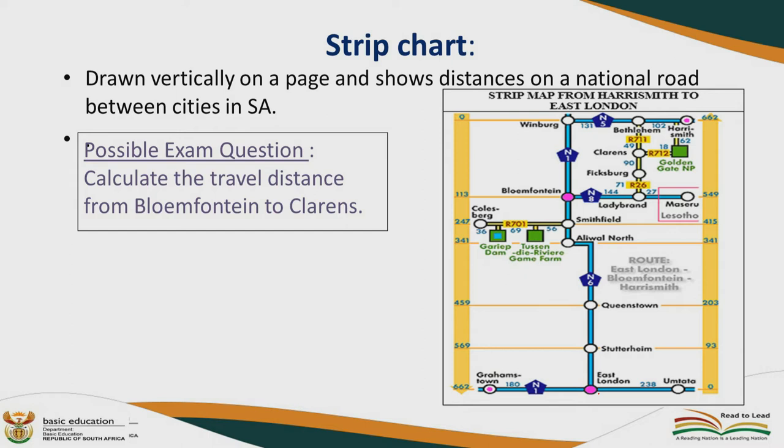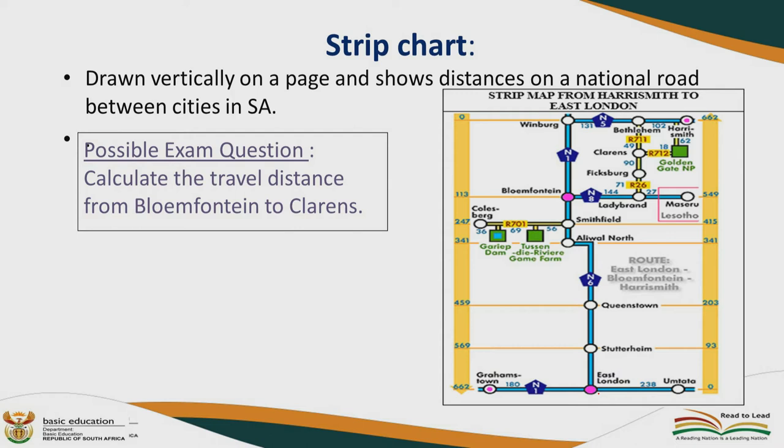If maybe you wanted the distance from Queenstown to Aliwal North, then you're going to have to take the difference to say, okay, the distance from Aliwal North is 341. The distance from Queenstown is 203. So if I want the distance between these two towns, you will take 341 minus 203. And then the answer that we get, that would be the distance from Aliwal North to Queenstown.